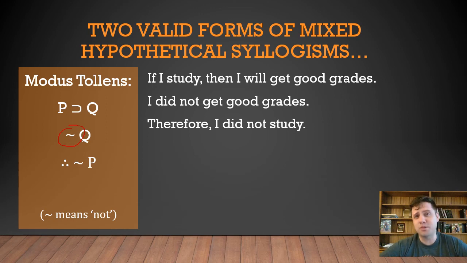Now, you might take exception with this and say, well, sometimes I do study and I don't get good grades. But then that would mean that you're taking issue with this first statement. But if this first statement is true, which we're assuming, the hypothetical part of this, if I study, then I get good grades, then the rest of this does follow. If it is true when you study, you get good grades, then if you don't get good grades, you must not have studied.